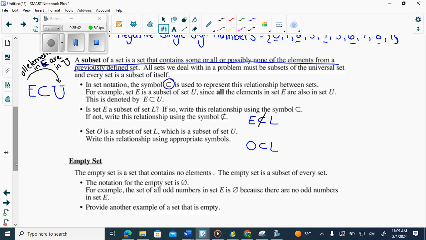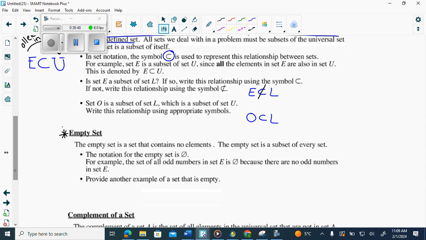Okay, what is the empty set? Another definition, but it's trying to draw weird. The empty set is a set that contains no elements. It's a set that contains no elements.